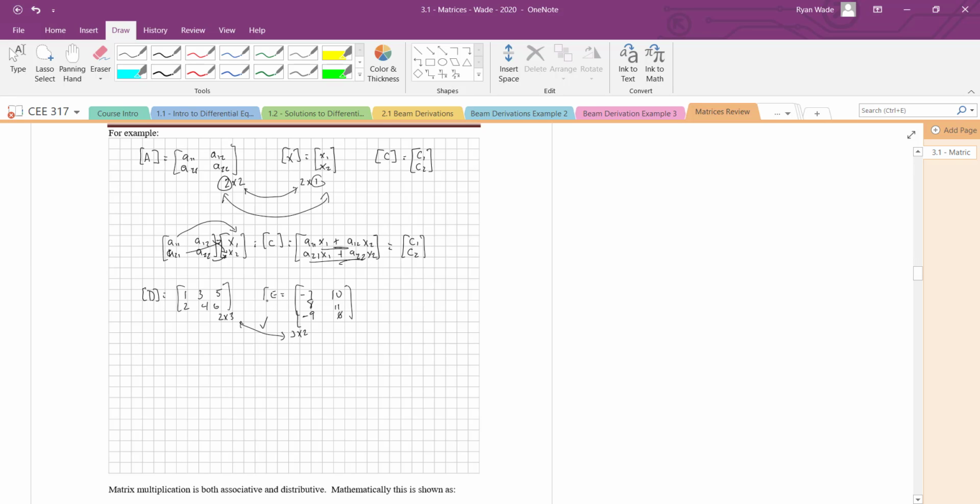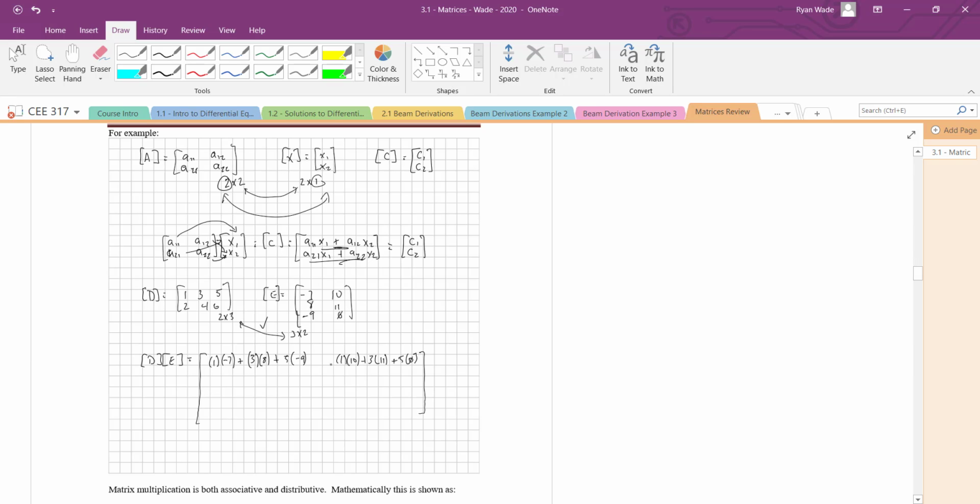We get that D times E is going to be equal to, I'm going to write this big. We're going to end up with a 2 by 2 matrix, right? It's 1 times negative 7 plus 3 times 8 plus 5 times negative 9. That's the first entry. The second entry is going to be 1 times 10 plus 3 times 11 plus 5 times 0.